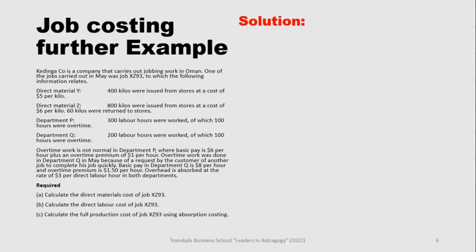Alright, Kadinga Co. is a company that carries out jobbing work. One of the jobs carried out in May was job XZ93. Remember, these job numbers depend on the company. If you still remember our initial lecture where we talked about management information, it is information which is internal and specific to the organization. That's how management accounting is different from financial accounting, which is regulated by international accounting standards.